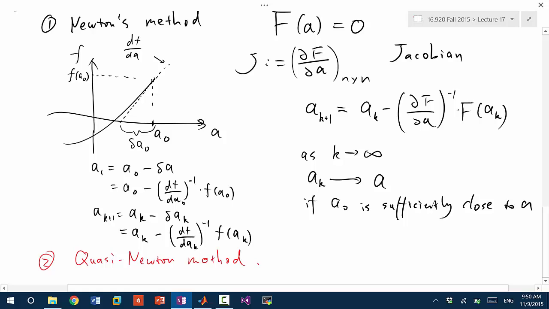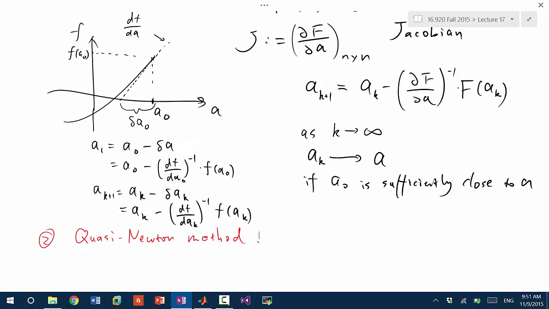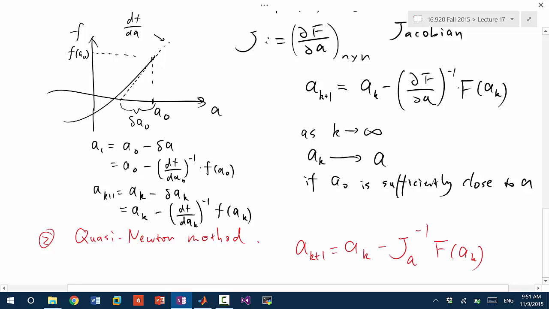The quasi-Newton method is a method that works like Newton's method, except we don't evaluate the Jacobian exactly. So a_(k+1) is going to be equal to a_k minus an approximate Jacobian, let's say J_approx inverse, times f of a_k. And again, if J_approx is a good enough approximation of the true Jacobian, we could converge.